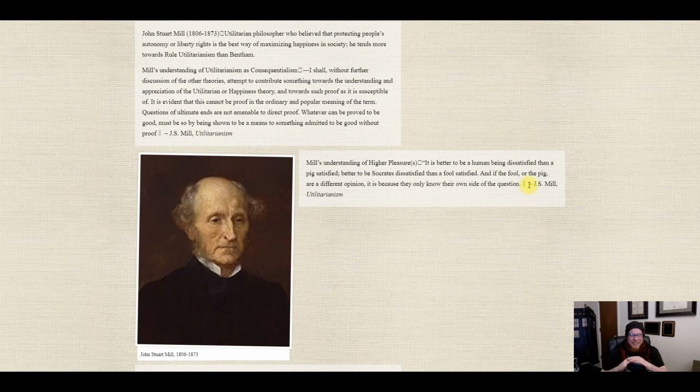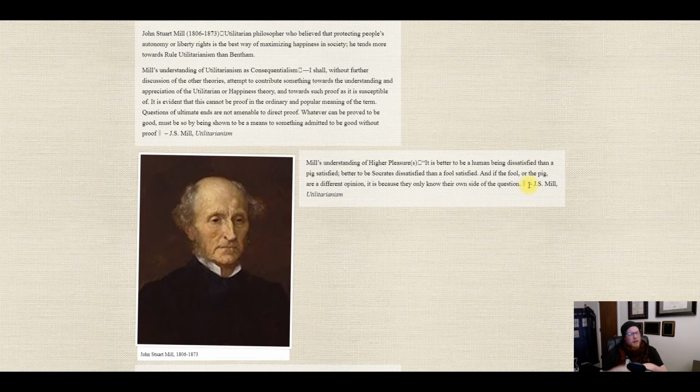Now, Mill is against the idea of act utilitarianism. He's a rule utilitarian. And so he says, yeah, when it comes to pleasure and pain, for human beings, for higher beings, some things are better than others. In fact, he goes as far as to say, it is better to be a human being dissatisfied than a pig satisfied. Better to be Socrates dissatisfied than a fool satisfied. If the fool or the pig are of a different opinion, it's because they only know their own side of the question.